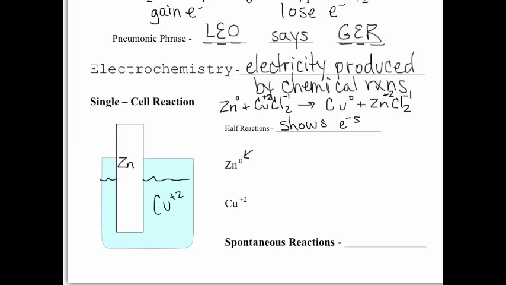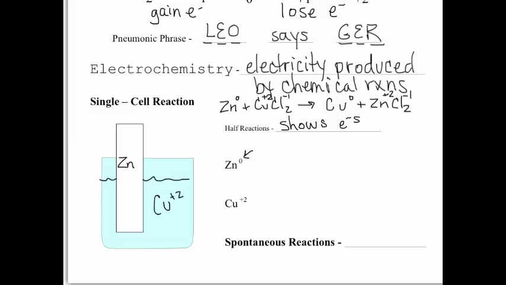So now we look at all of our oxidation numbers. Chlorine doesn't change from one side to the other. We call that a spectator ion, and we're going to leave that out of the half reactions when we write them. However, if you look, zinc is going from 0 to +2. So that's going to be one of our half reactions, and copper's going from +2 to 0. So that will be our other half reaction.